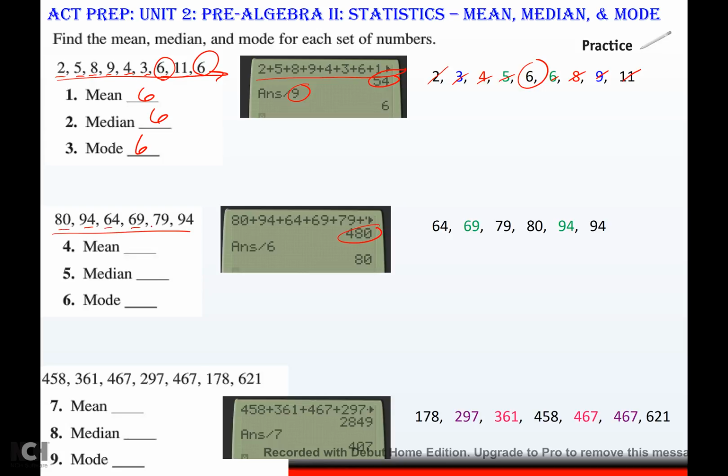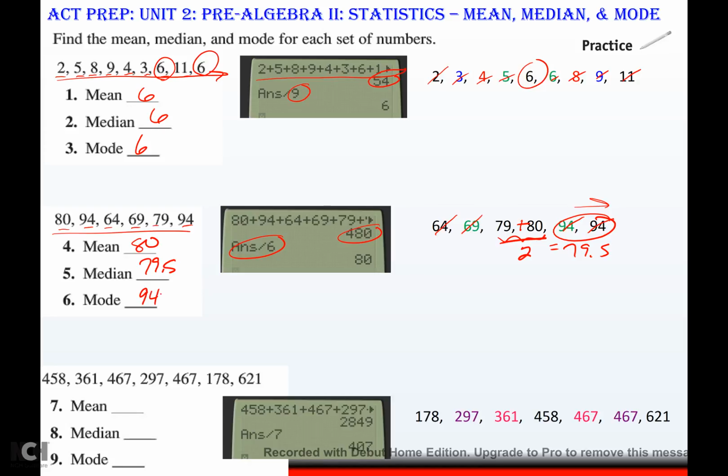There's 1, 2, 3, 4, 5, 6, so divide by 6 is 80. My median, I lined them up, smallest to biggest, mark the ends. It's a tie, so I got to add those up and divide by 2, which is 79.5. And my mode, 2 94s. So my mode would be 94.